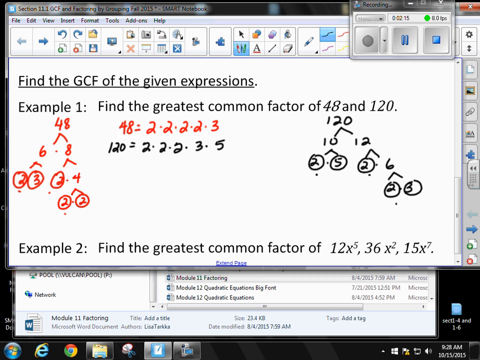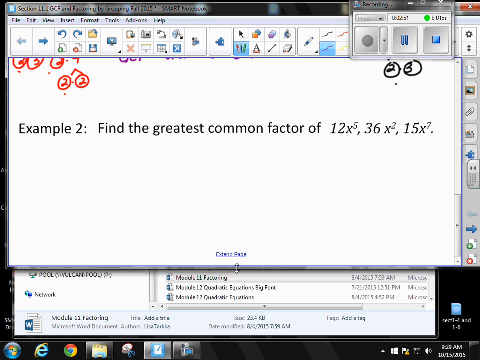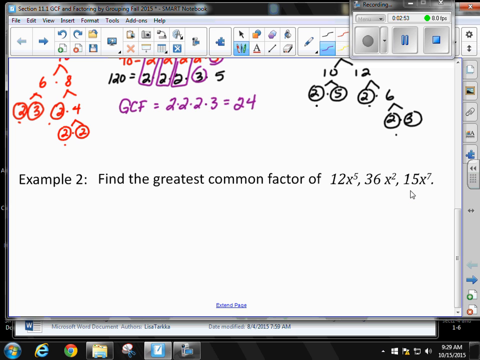So to find the greatest common factor, my greatest common factor is going to be the combination of all the pairs that they have in common. They each have 1, 2, 3 factors of 2 and 1 factor of 3 in common. So 2 times 2 times 2 times 3, or if I multiply those out, 24 is the greatest common factor of 48 and 120. The next example we're going to look at has some variables in it as well.